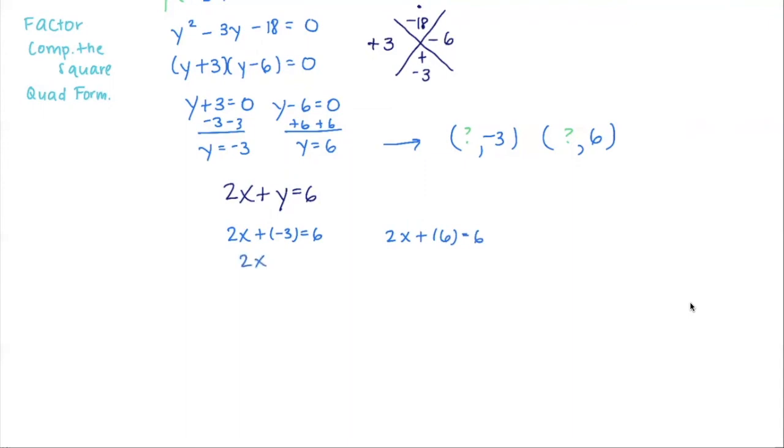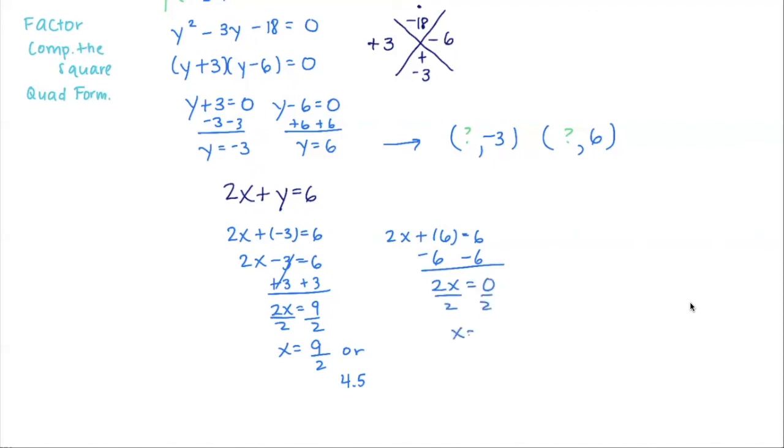So I know if I'm solving this first equation, I add 3 to both sides. So 2x equals 9, and then I have to divide that by 2. So x equals 9 over 2, or I know how much you guys love decimals, so 4.5. And here, if I do the same thing, I'm going to subtract 6, and I get 2x equals 0, which makes our problem pretty easy to solve.